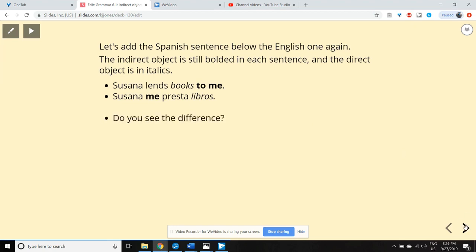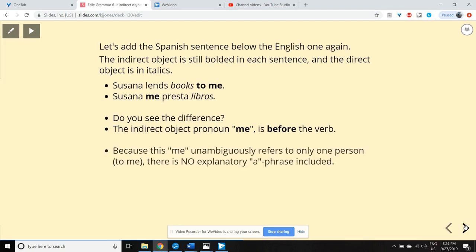All right. So again, can you see the difference here? The indirect object pronoun me is before the verb in the Spanish sentence. This is really, really important. And because this me unambiguously refers to only one person, to me, there is no explanatory a phrase included after the verb. See that there's nothing, highlighting stuff that doesn't need to be highlighted. See, there's no a phrase over there. This is because who me is goes without saying. And in Spanish, when things go without saying, we don't say them, right?